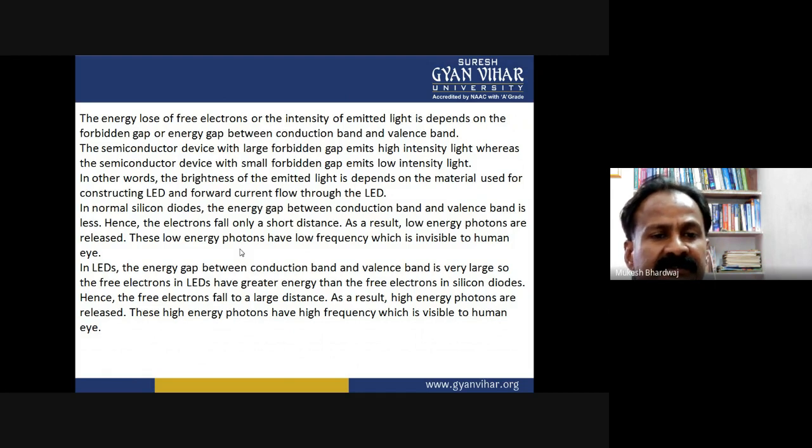In LEDs, the energy gap between the conduction band and the valence band is very large. So the free electrons in LEDs have greater energy than the free electrons in silicon diodes, and the free electrons fall a large distance. As a result, high energy photons are released. These high energy photons have high frequency, which is visible to the human eye.